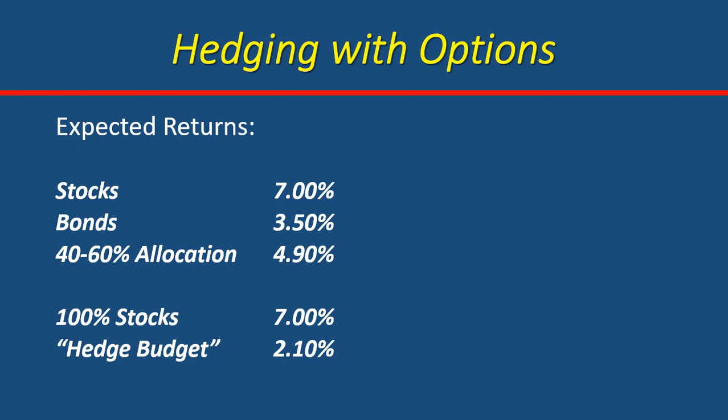So for older investors, they invest in stocks, they invest in bonds. They think stocks will make about 7%, bonds will make 3.5%, maybe lower today.